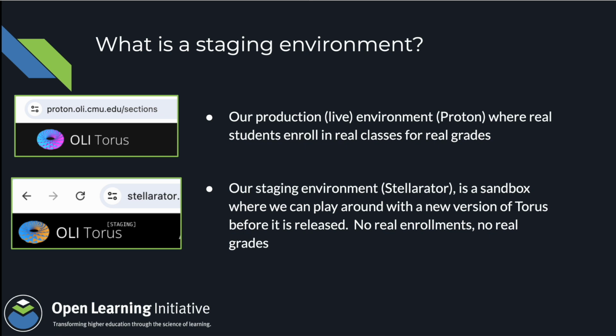that we use at OLI is called Proton. And you'll notice in my screenshot here that the web address includes Proton. It's proton.oli.cmu.edu. And then we have that blue and purple Torus logo. The staging environment that I'm going to be using today is called Stellarator. So I have included a little of the web address, and it's stellarator.oli.cmu.edu, so a different web address.